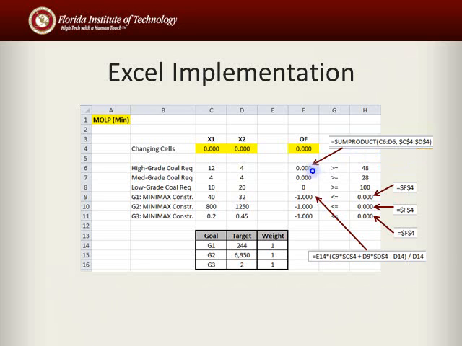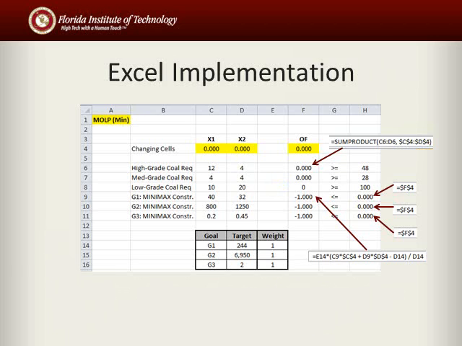How do we calculate, for example, the left-hand side of this constraint? This is pretty straightforward. It's what we've been doing all along. This is a hard constraint, so this is going to be 12x1 plus 4x2. It's the sum product of those 2 cell regions, and it's greater than or equal to 48. The same thing for that constraint and that constraint, because these are 3 hard constraints. No tricks in there.